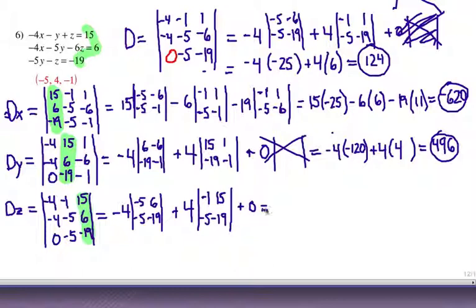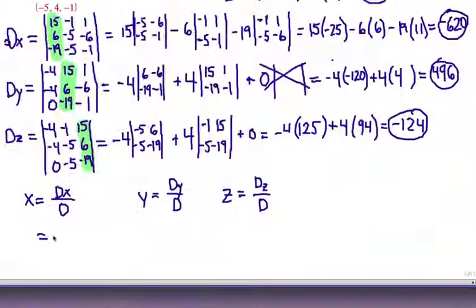All right, let's finish our work and see what that is. The answer should be -124. So to find x, it's the determinant of the x group, -620, divided by the determinant of the coefficients, which in all three cases is a +124, and therefore we get -5. Looks like some pretty big numbers, but it turns out to be a nice simple answer there.